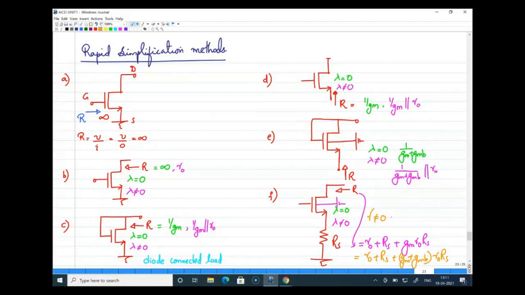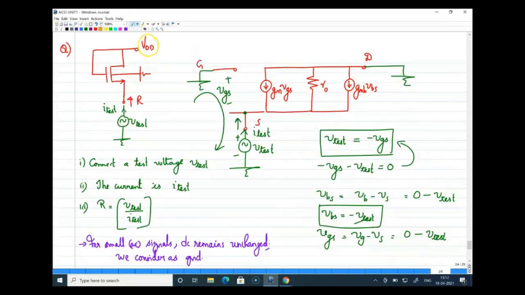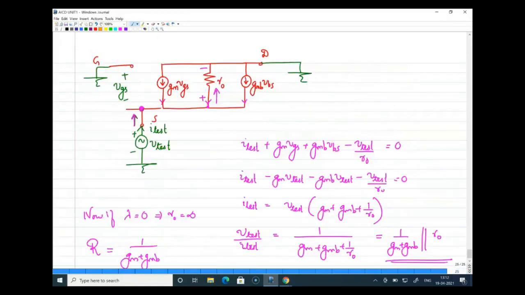All right. So these are some of the rapid simplification methods we generally have as a tool to proceed with the small signal analysis of circuits. In this case, I haven't done the derivation including body effect, but I would recommend you to try that with the same example I have performed here, but add a resistance R naught. Tomorrow you should definitely try this in your notebook, and let us see what answers you get.